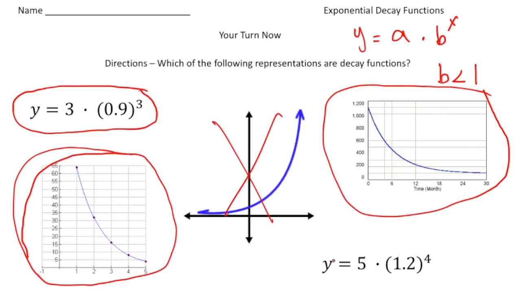And last but not least, we have y equals 5 times 1.2 to the fourth. Well, 1.2 is greater than 1. So this would be that of a growth function, not a decay function. So that one is a no. All right, how'd you do?